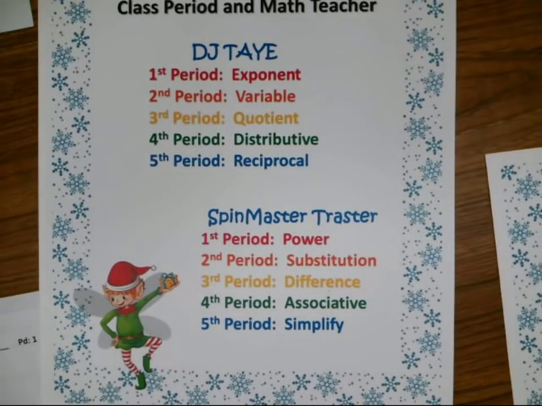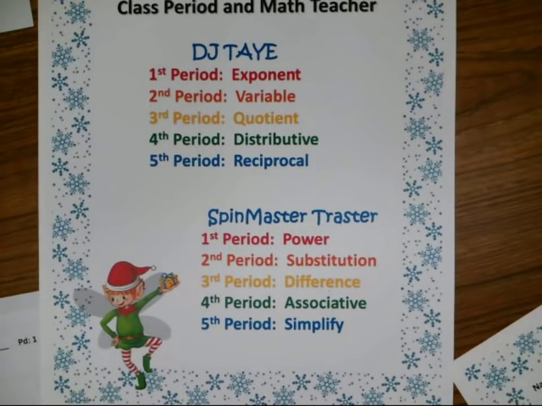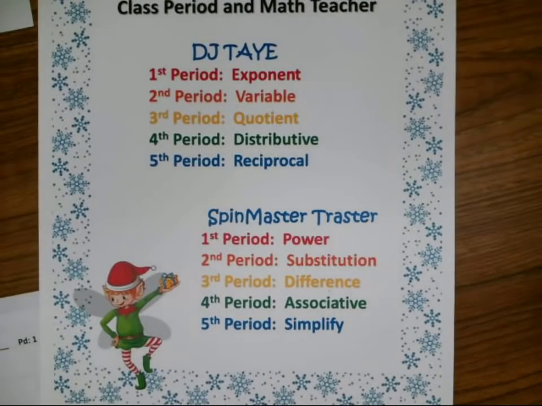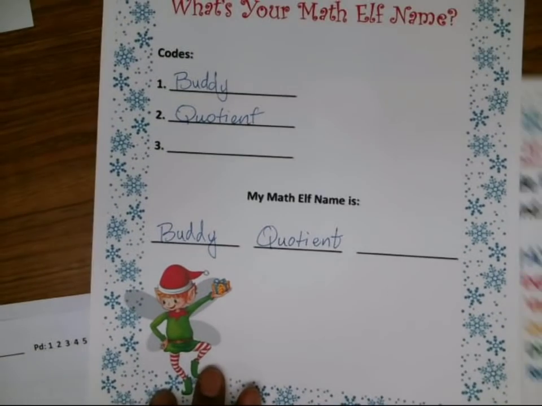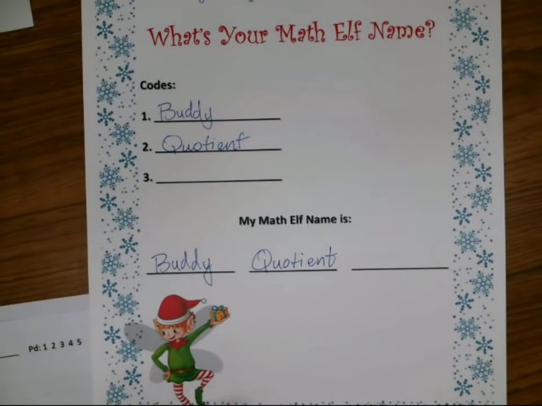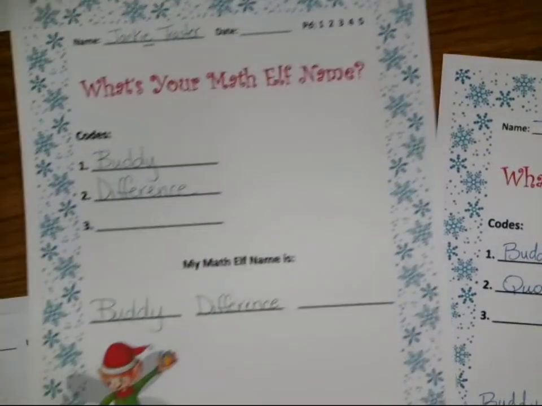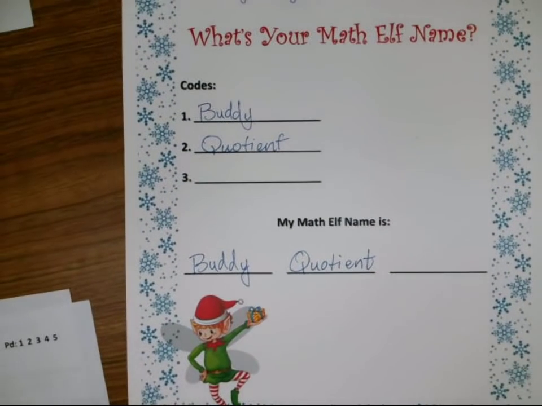So how about you, Spin Master Traster? I'll stick with you. I'm going to give out a shout out to my third period as well. Awesome. Third period. So we are writing in our second codes. So mine is quotient. And mine is difference. So I am Buddy Difference. And I am Buddy Quotient. Woo, woo. I like it. All right, awesome.